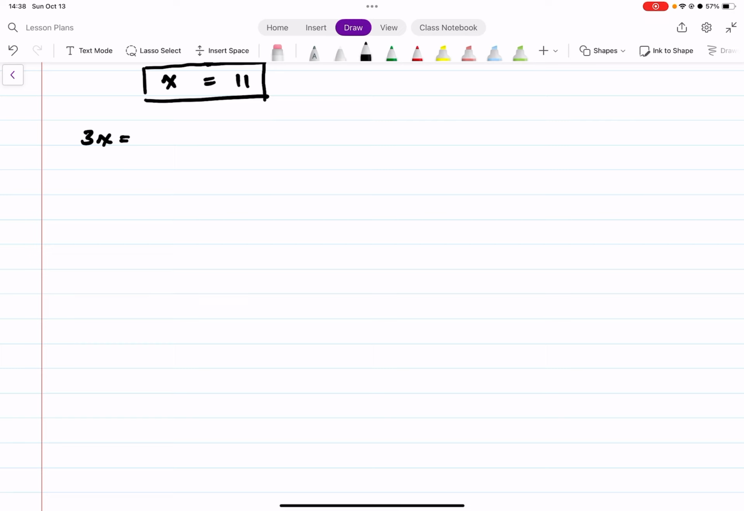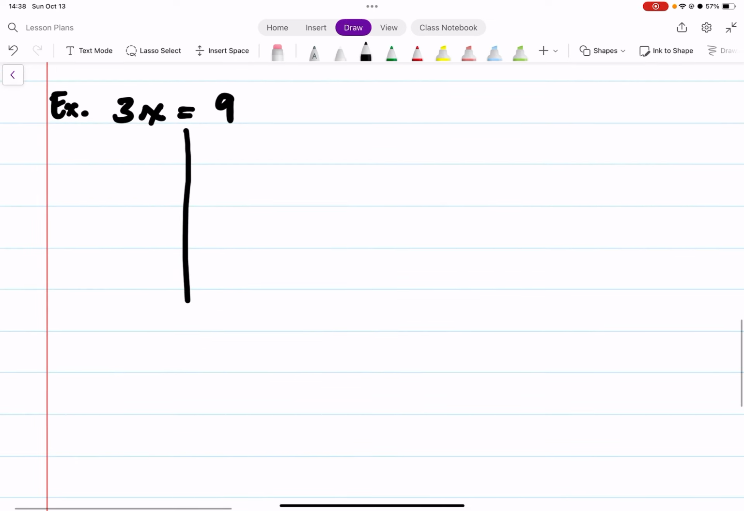So let's say 3x is equal to 9. Let's try to see if we can isolate the x. So actually, I'm going to write example right there. So what do I do here? Well, the first thing I do is I draw that line. Always draw that line. I want to see that line. Now, this is 3 times x. So if I want to isolate the variable, I have to divide, right? Because that's the opposite of multiplying.